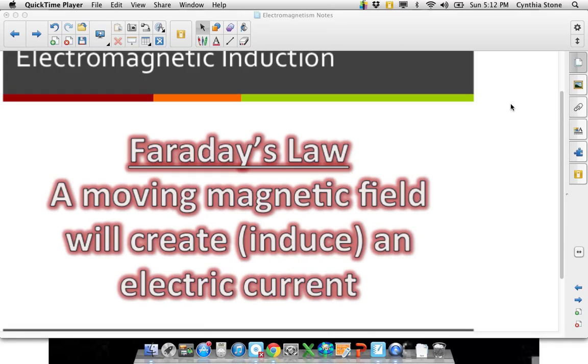Electromagnetic induction. It's kind of the reverse of the motor principle, and it says that a moving magnetic field will induce an electric current. So we said Oersted's principle said that if you had an electric current, you could create a magnetic field. This is just saying the same thing but in reverse.